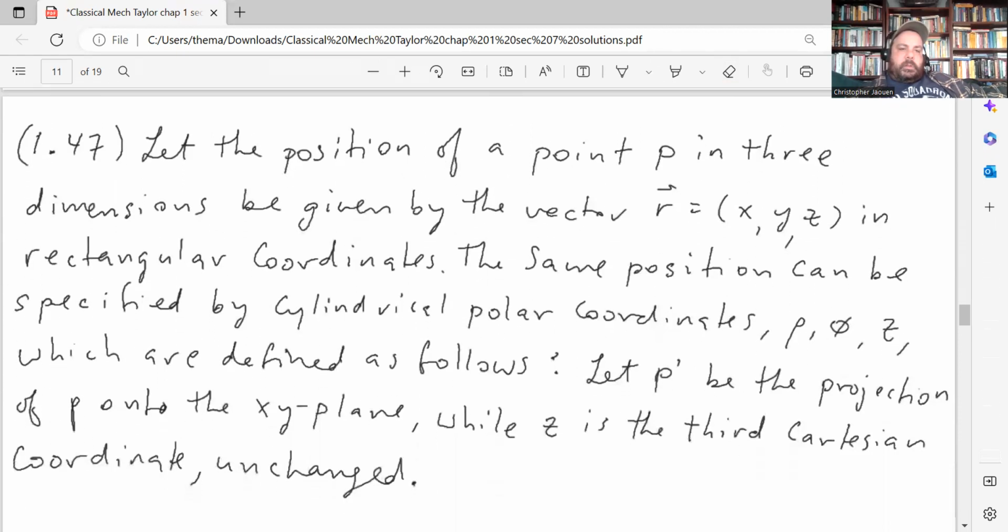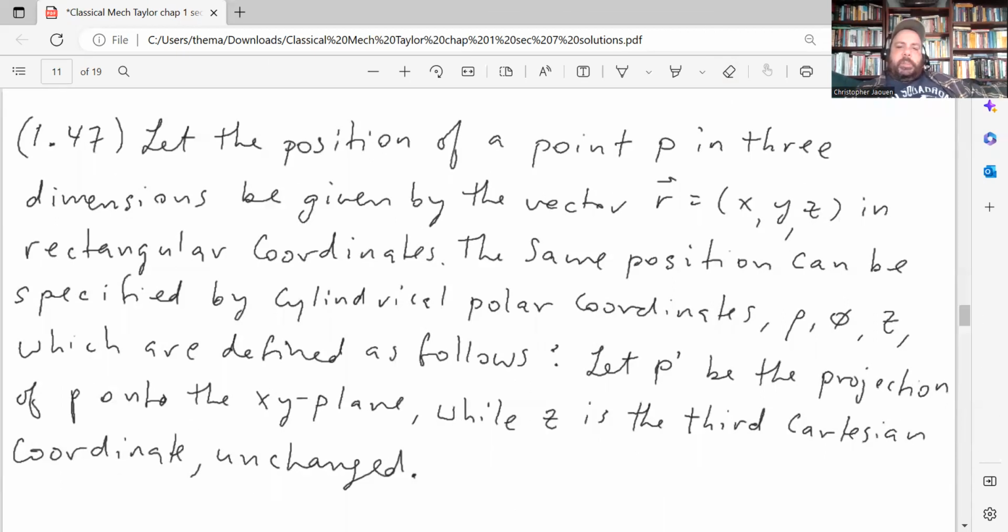Next one, 1.47, let the position of a point P in 3 dimensions be given by the vector r, which has Cartesian coordinates x, y, z in rectangular coordinates. The same position can be specified by cylindrical polar coordinates rho, phi, z, which are defined as follows. Let P prime be the projection of P onto the xy plane, while, sorry, rho should be the projection. I think that's just a typo. There should be rho, while z is the third Cartesian coordinate unchanged.